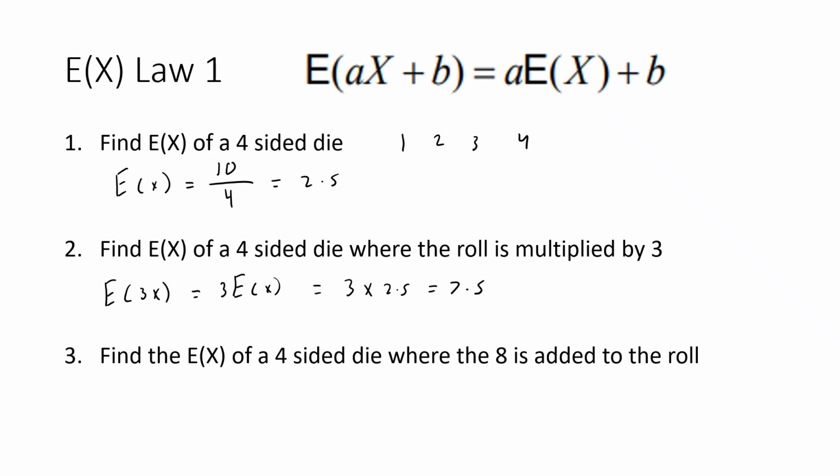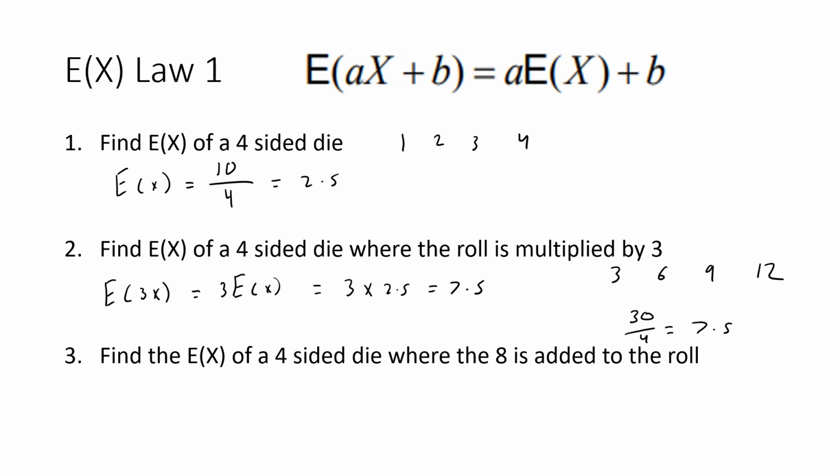Another way to do this is just by multiplying every roll by 3. So instead of getting 1, 2, 3, and 4, you'll instead get 3, 6, 9, 12. You add them all together, which gives us 30. You divide by 4, and that gives us 7.5.